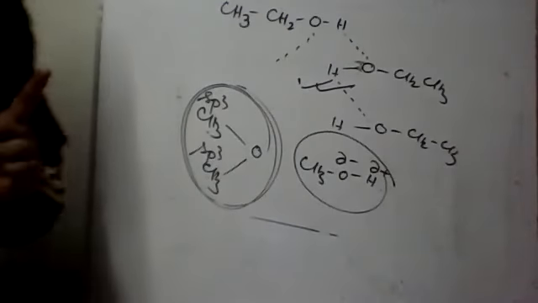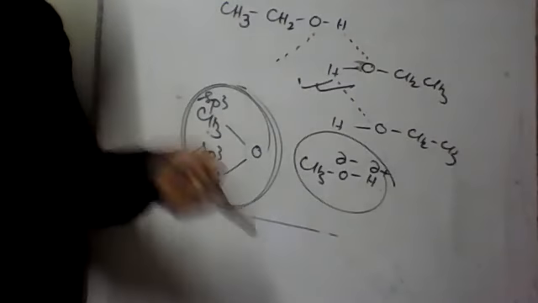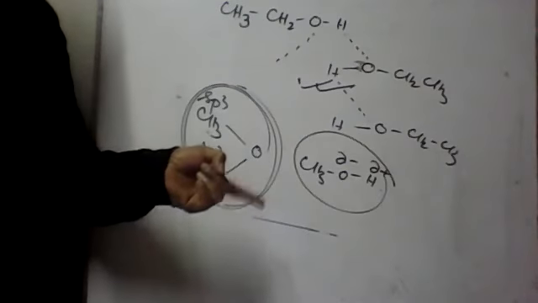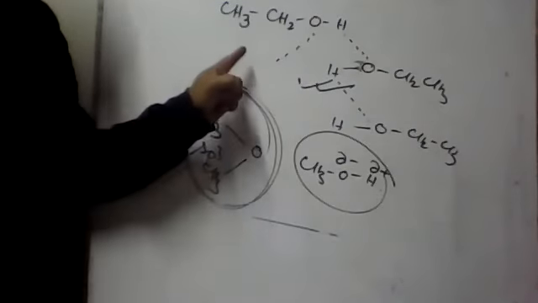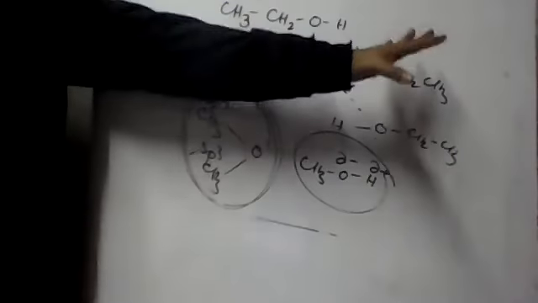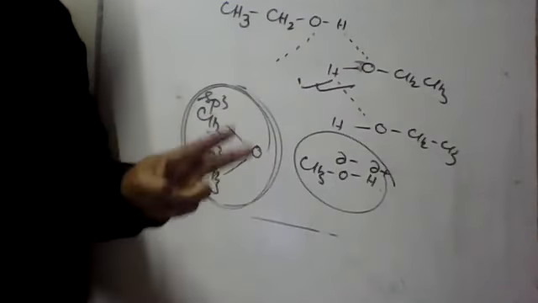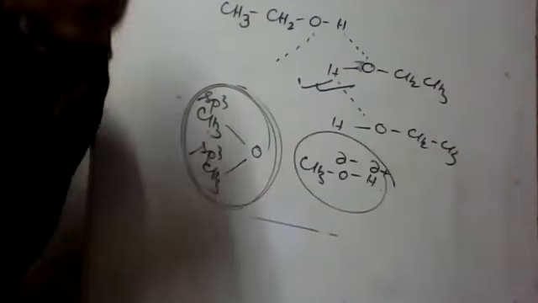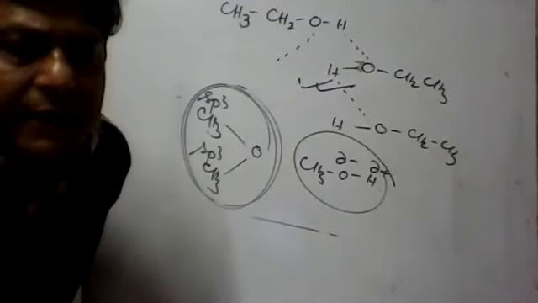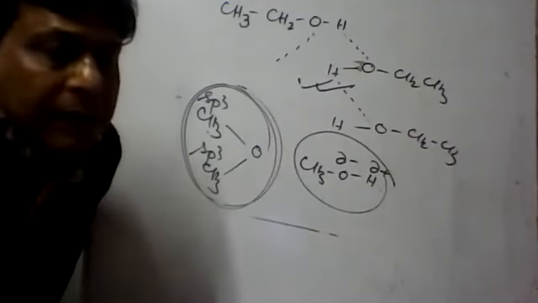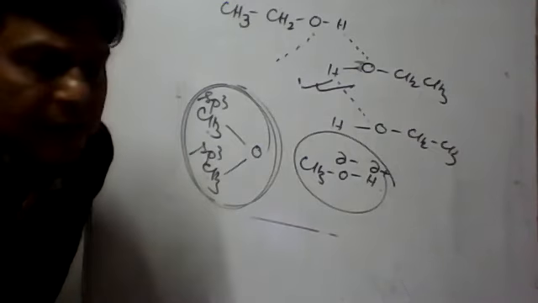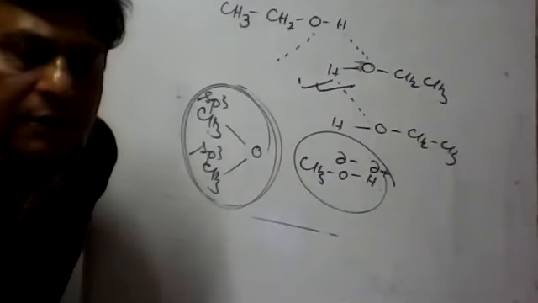Question number 1. Why is alcohol more soluble in water than ether? Because alcohol forms unlimited hydrogen bonding with water. For ether, you have just seen two ether molecules can hold only one water molecule, and that is the one entity. But in alcohol, unlimited. So that is why ether is less soluble and alcohol is more soluble in water.